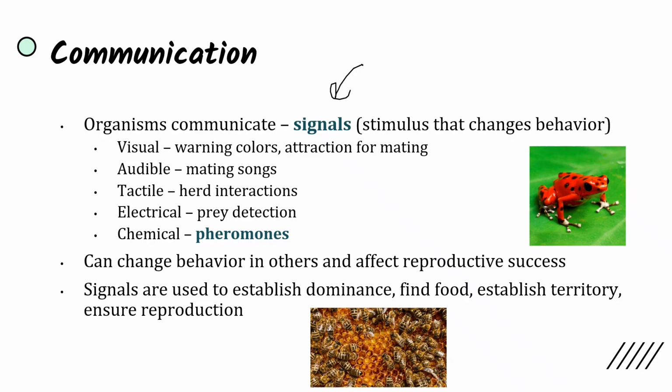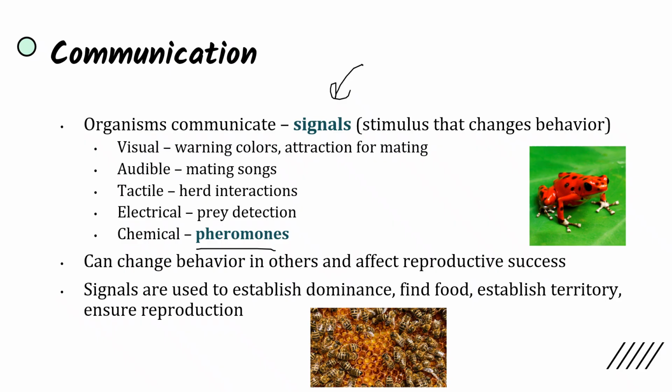We have electrical signals for prey detection, and lastly chemical signals such as pheromones, which allow communication to signal about the locations of things, among other reasons for communicating. And so these can change behaviors in others and affect reproductive success, like we discussed with the visual and audible signals that provide attraction for mating.